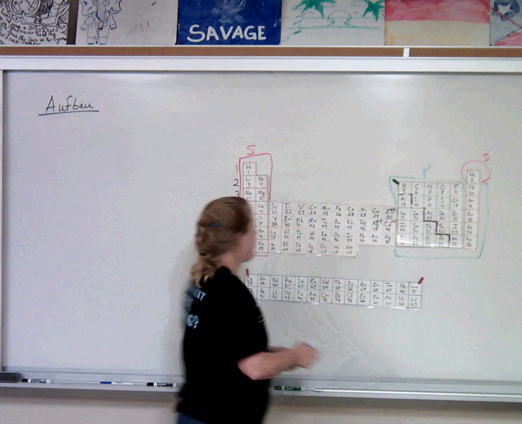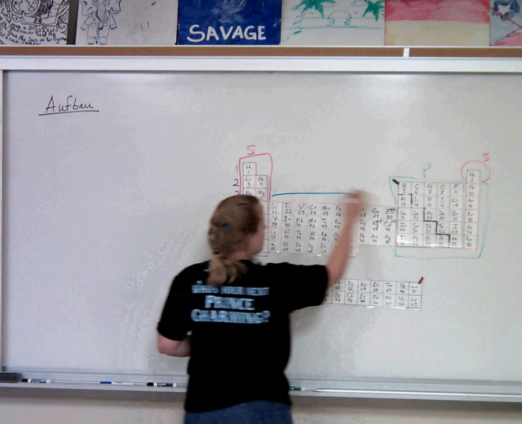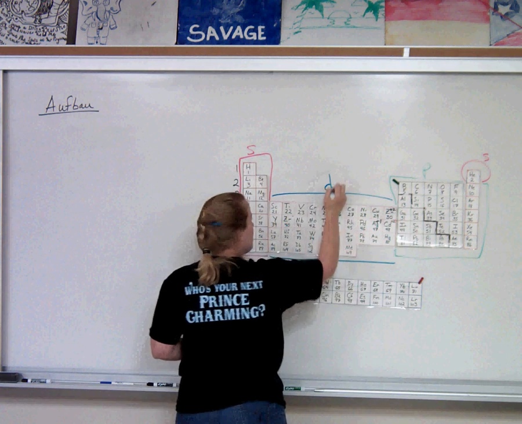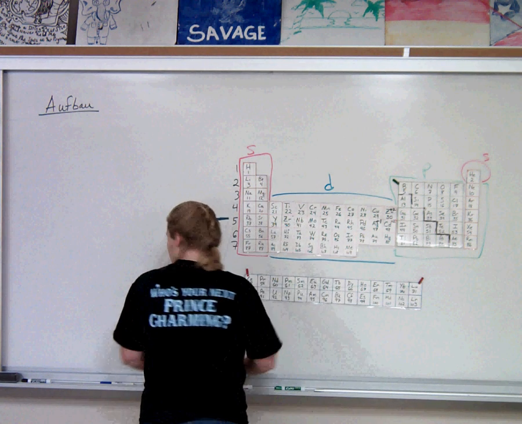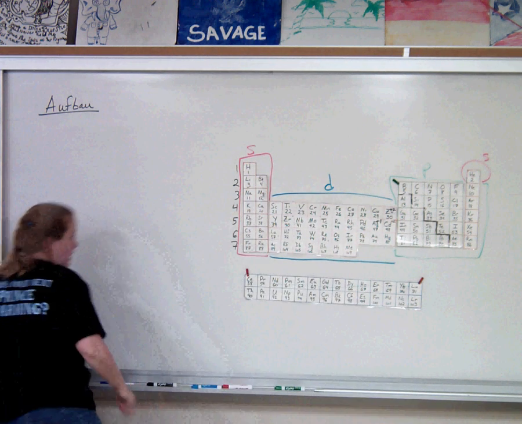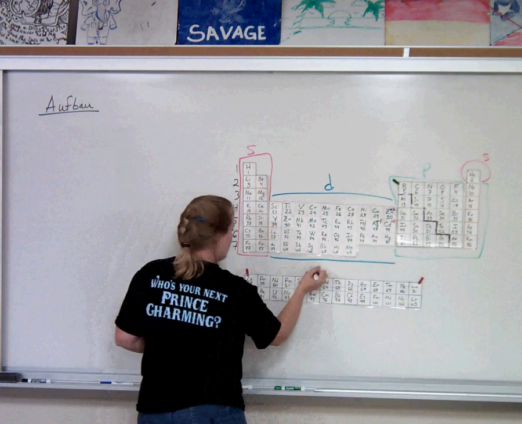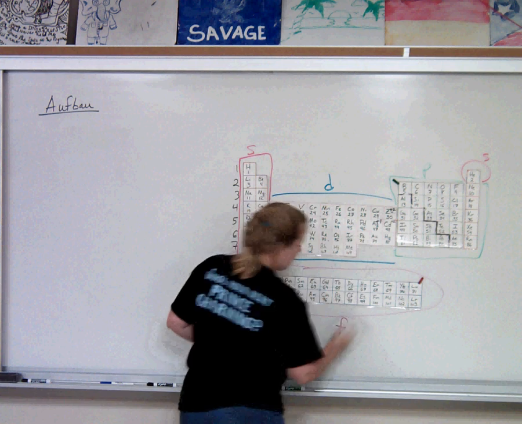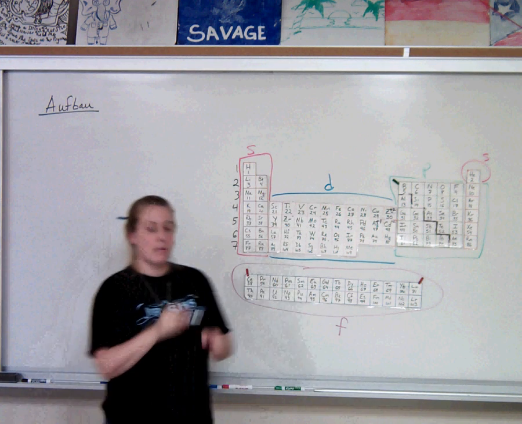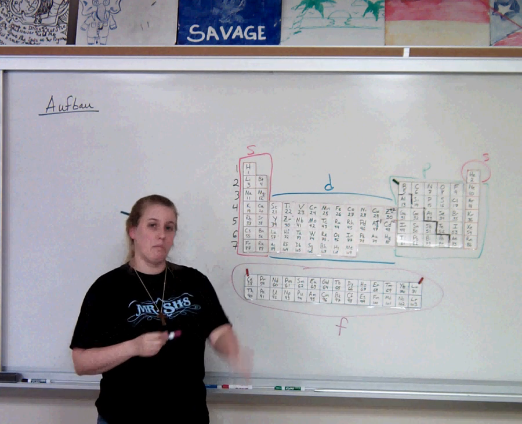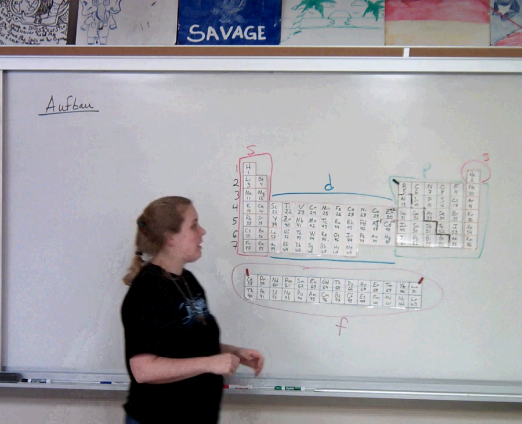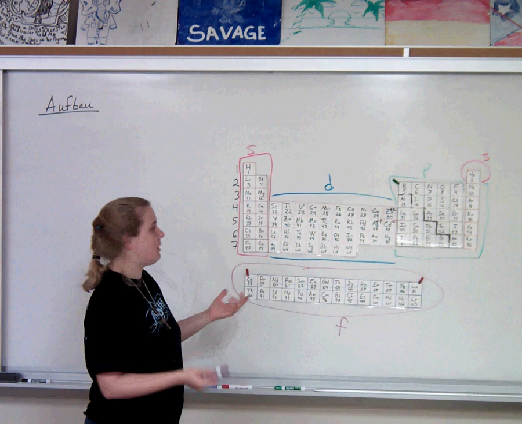All of the transition metals, from scandium to zinc, are in the D block. And then all of the inner transition metals are in the F block, like so. So break your periodic table down into those blocks. Now you're going to have to remember where those blocks are because on the test you get that empty periodic table as you did before. But it's pretty easy, there's only 4 blocks.